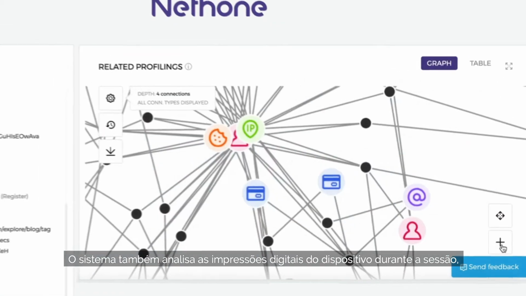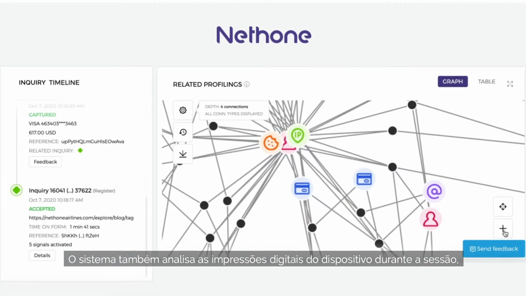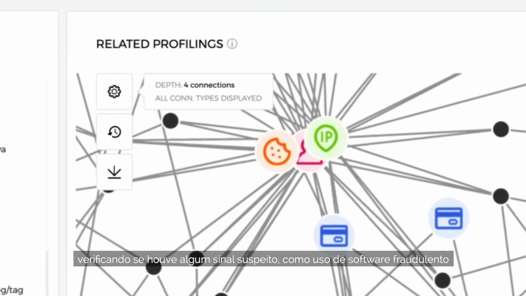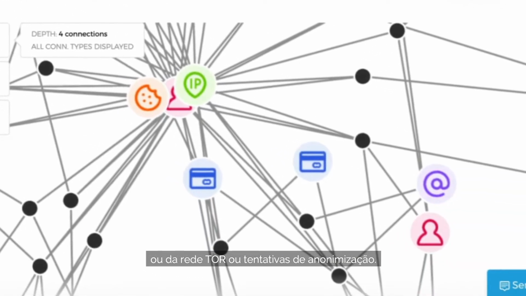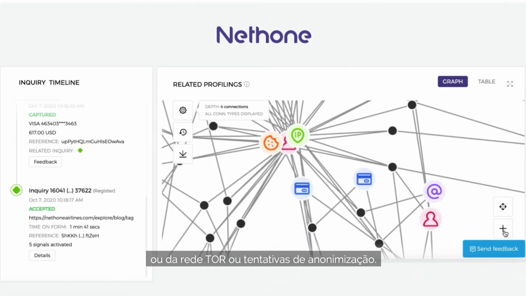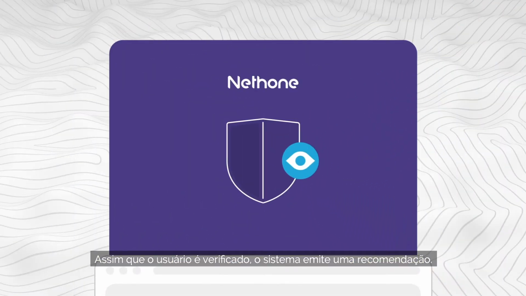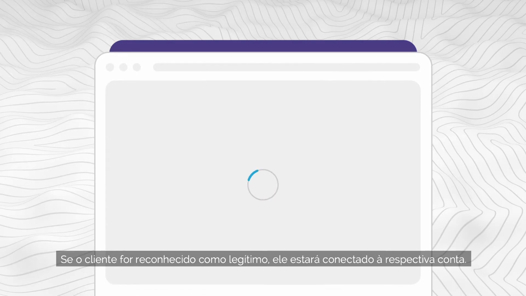These characteristics are compared with the previous sessions of the user to see if they're alike. The system also analyzes the device fingerprints during the session, checking if there were any suspicious signals, for example, fraudulent software or Tor network usage or anonymization attempts. Once the user is verified, the system gives a recommendation. When the client is recognized as a legitimate one, they're logged into their account.